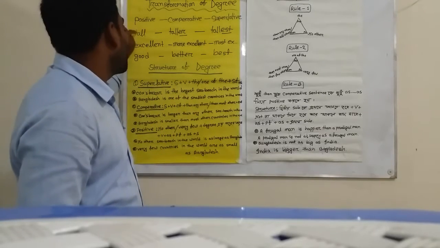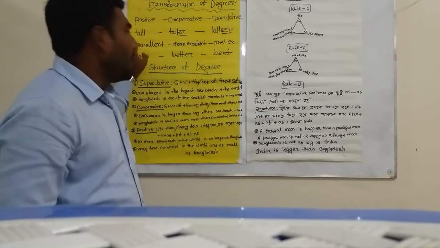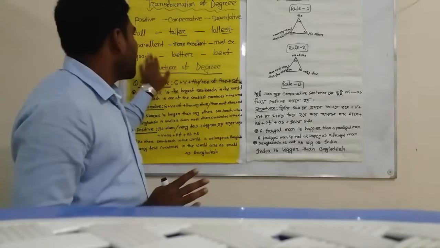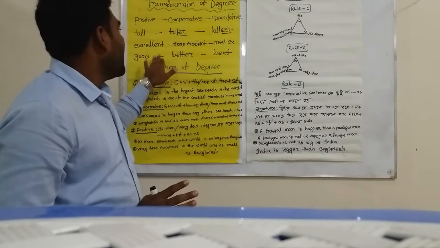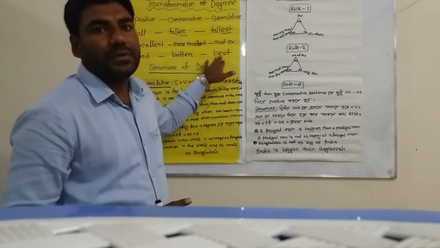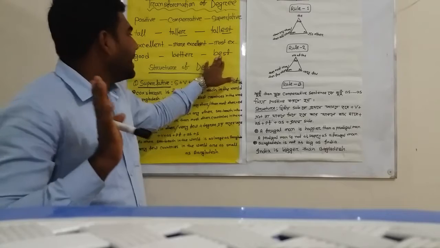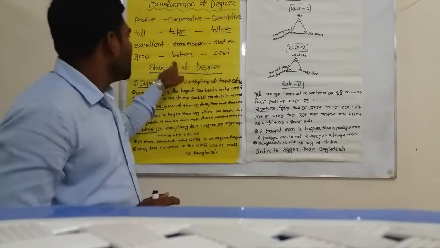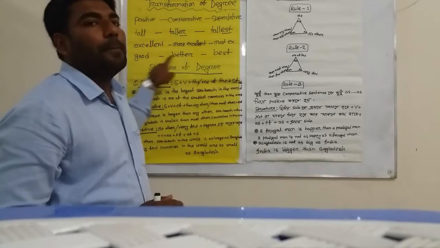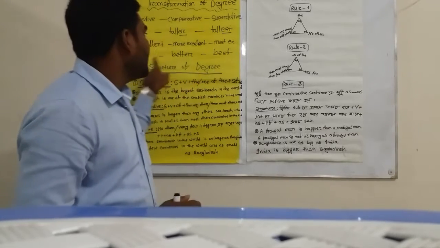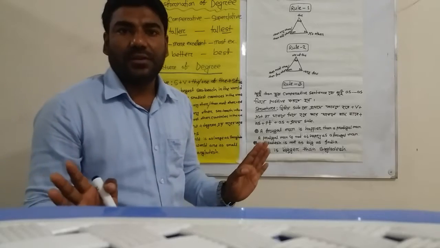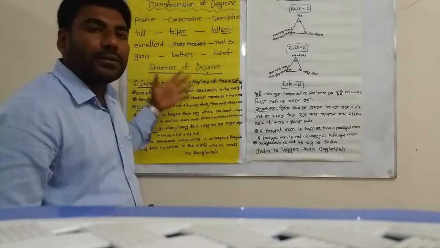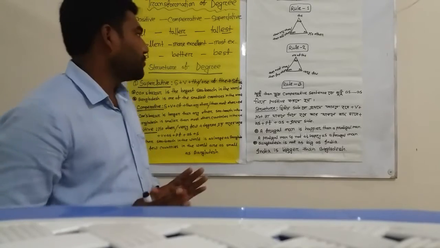Okay, in the third time, here we can see there are some irregular degrees that don't follow the rules of number 1 and number 2. These degrees you have to memorize. The 3 forms are 3 types. There is no rule. You cannot add here er or est. You cannot add here more or most. Suppose good, better, best. 3 forms are 3 types. There is no relation. There is another word, bad, worse, worst.